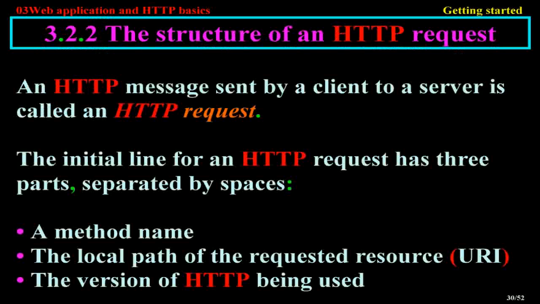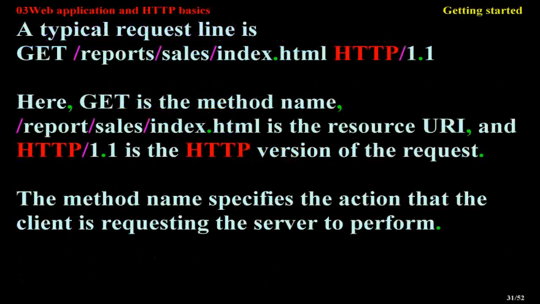The initial line for an HTTP request has 3 parts, separated by spaces: a method name, the local path of the requested resource URI, and the version of HTTP being used. A typical request line is GET /reports/sales/index.html HTTP/1.1. Here, GET is the method name, /reports/sales/index.html is the resource URI, and HTTP/1.1 is the HTTP version of the request.